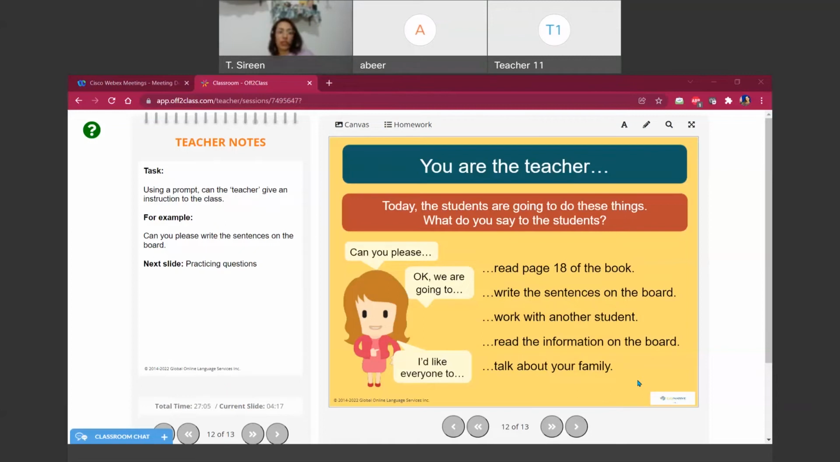Do you have other things that you say to the students? Is there anything else? I would like everyone to talk about their family, for example, if you're having a family lesson.